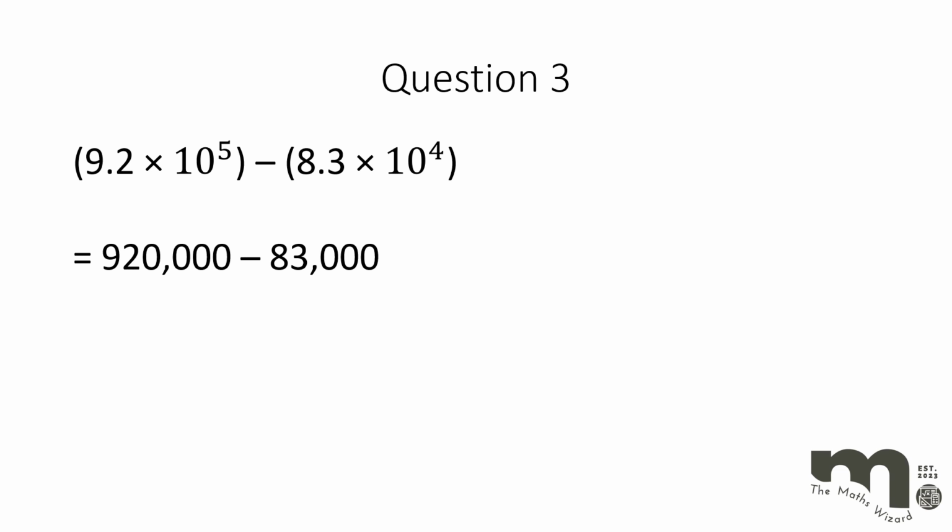If we do the subtraction, we've got 837,000 there, and that would be 8.37 times 10 to the power 5. And that's because you've got 5 digits after your 8, and you've got to include any digit that's not 0 within the first part of your standard form number there, which is why we have 8.37.